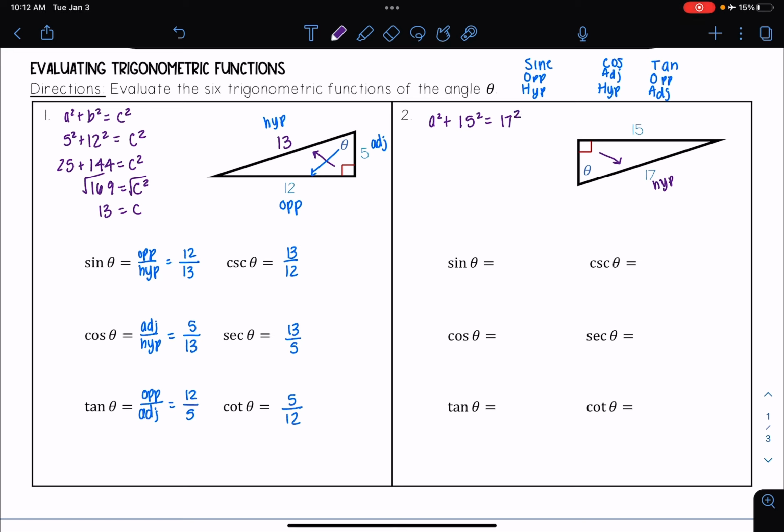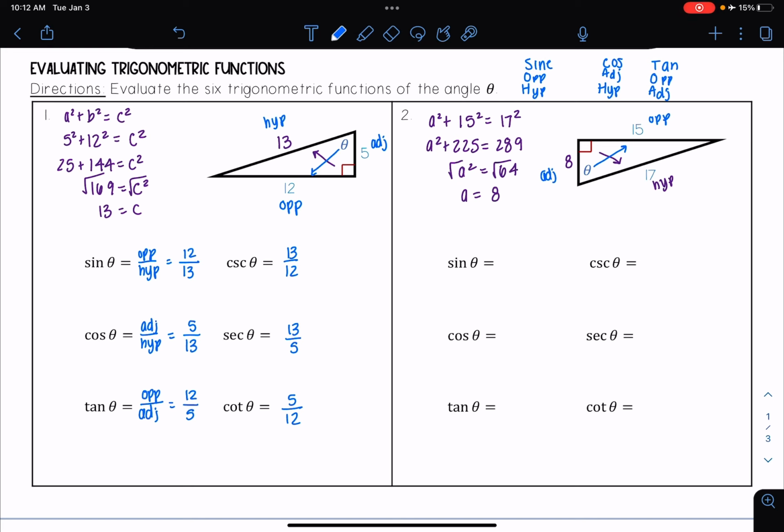And so using my calculator, I see when I do 15 squared, I get 225. And then when I do 17 squared, I get 289. And then when I subtract 225 from both sides, I get 64. And then taking the square root, I see that my missing side is going to be 8. And so now I need to go ahead and figure out what my labeling is. I know 17 is my hypotenuse. The side opposite of theta is my opposite side. And so that leaves 8 to be my adjacent.